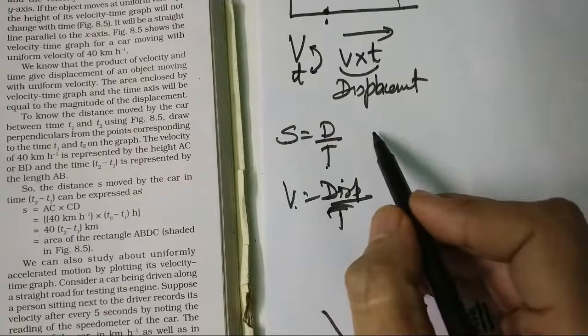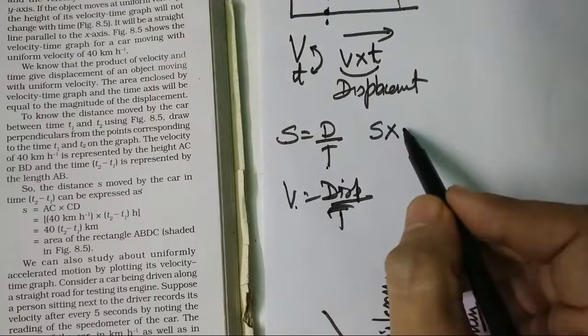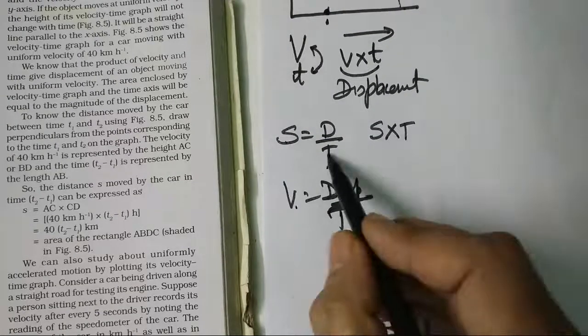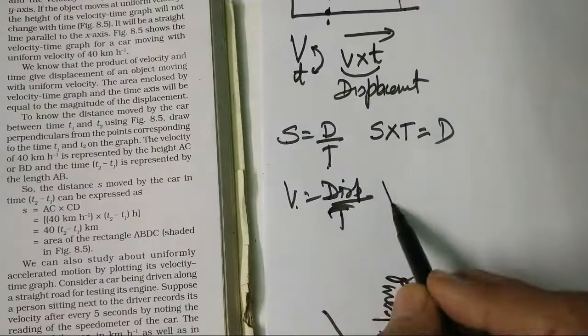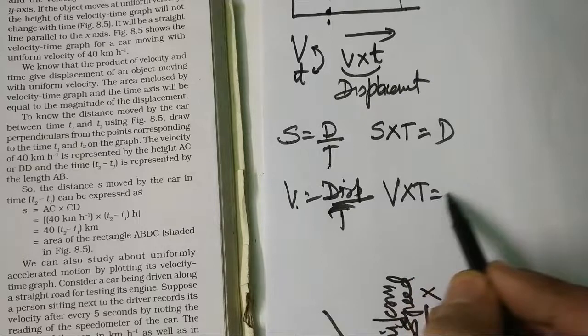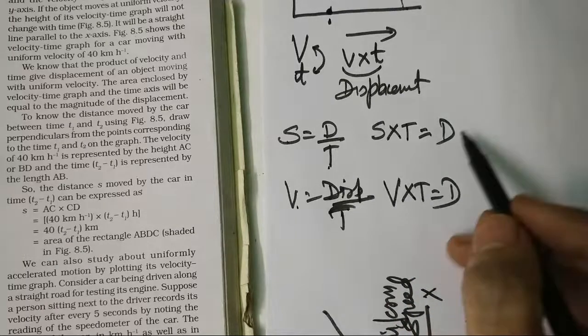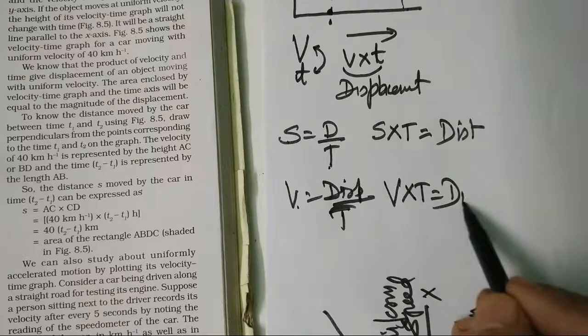And here what do you get? S into t. If you multiply, you will get d. And here when you multiply v into t, it will give you d. So here it is distance, here it is displacement.